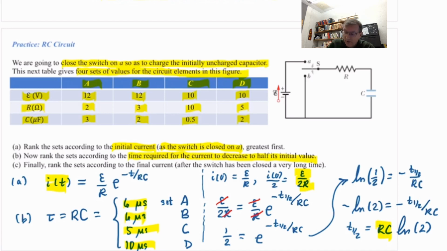But notice that log 2 is a constant, and that's why I could answer the question about ranking the half-life just by ranking the time constant. All right, finally, rank the sets according to the final current. Final current after the switch has been closed a very long time. Think about that, please. We got an answer for the ranking. Come back.